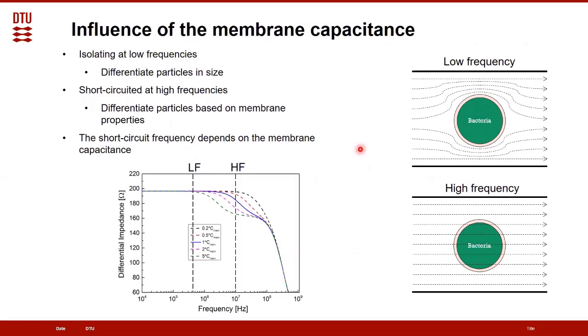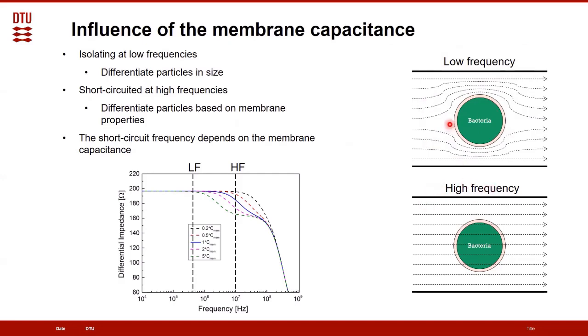Now, as I mentioned, we use a two-frequency signal, and if you remember, with the capacitance and the resistance, if we use a low-frequency signal, then the membrane capacitance will be basically insulating, so the electric field lines will move around the particle. That means the low-frequency signal can give us information about the size and shape of the particle.